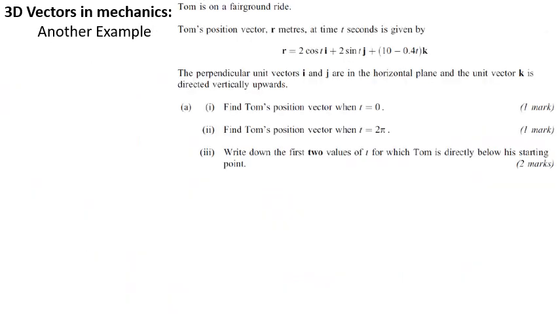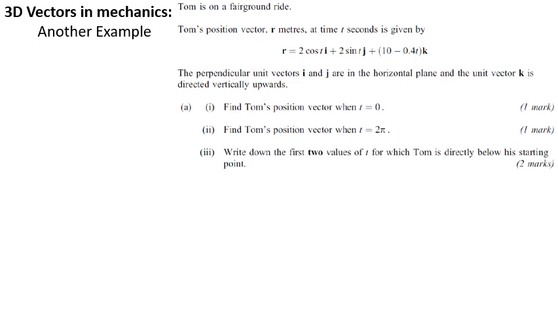Here's one more example. Tom is on a fairground ride, and we now have a vector representing his position, but each of the components is a function of t, the time that goes by. Perpendicular unit vectors i and j are in the horizontal plane. That means those two are lying flat, if you like. So if you're holding a map, you'll be able to see the i and the j directions just like you would see the x and the y axes on a graph.